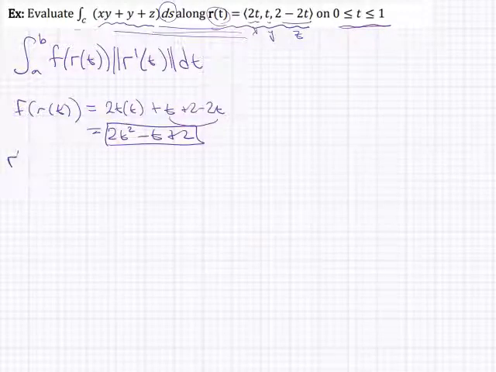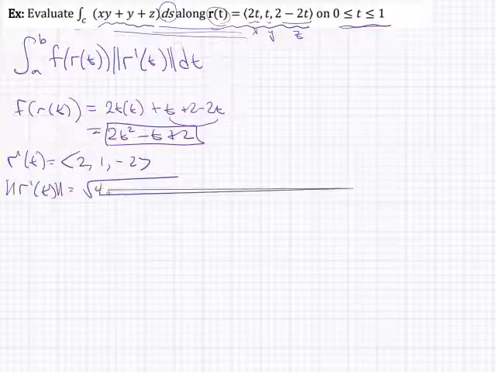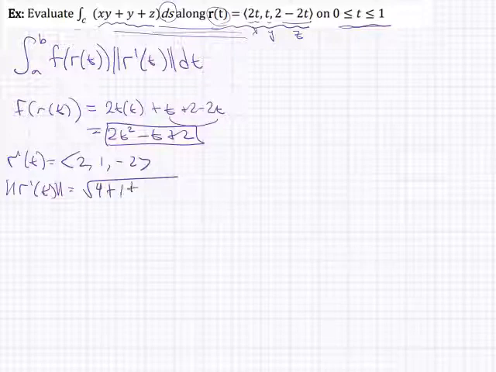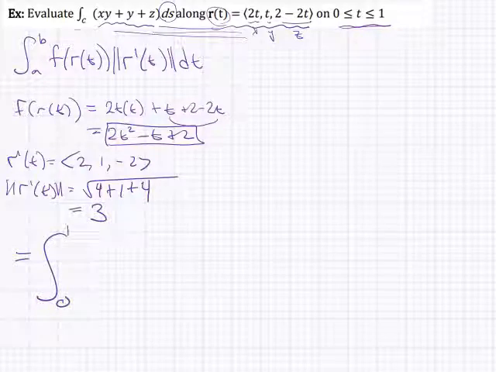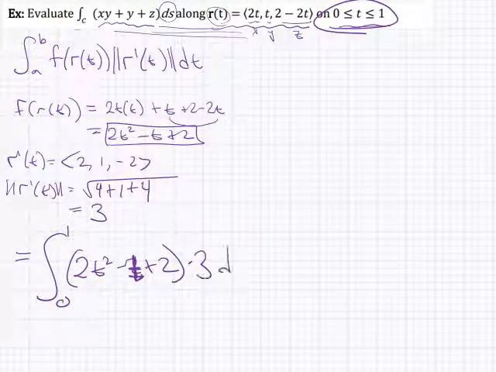Then we need r prime, which is just going to be 2, 1, negative 2. And we need the magnitude of r prime. Should be the square root of 4 plus 1 plus 4. So that's going to be 3. So then the integral that we want to do from 0 to 1, because that's the interval of t we're working with, will be 2t squared minus 2 plus 2, minus t plus 2, times 3 dt.